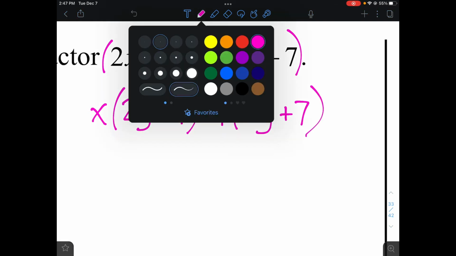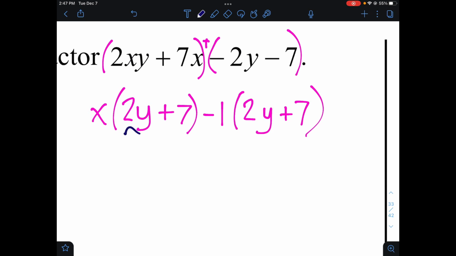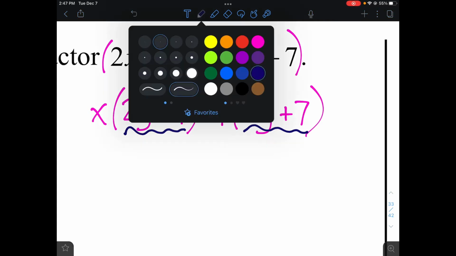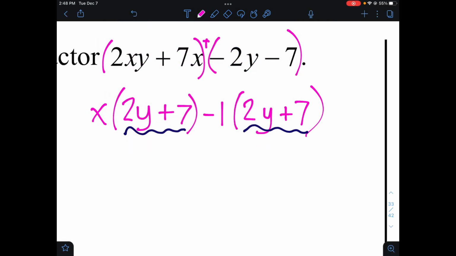Now this next part is where you're going to be able to notice if you're doing it right. Look inside each set of parentheses. Do you have the exact same binomial? And our answer is yes. We have 2y plus 7 in both of them. So that means we're doing it right.